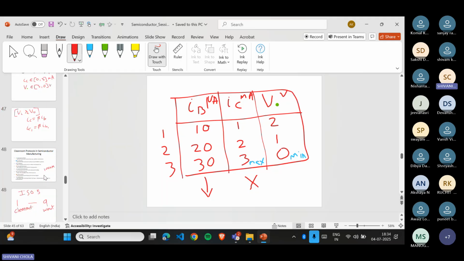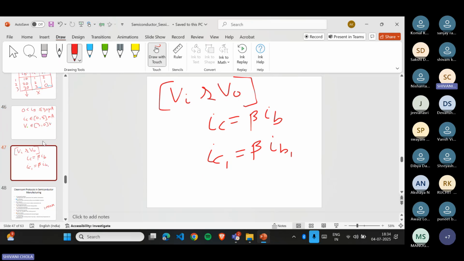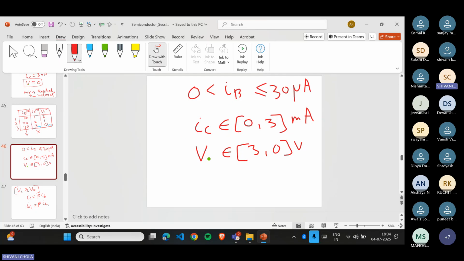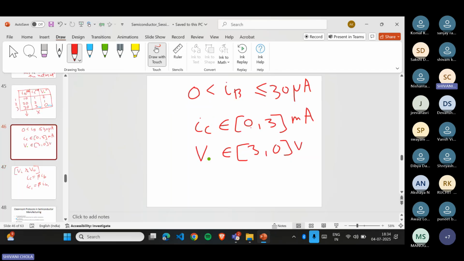Okay, so I'll continue the discussion. I can write this equation as IC1 equals beta times IB1, right? Because the value of IB can take from 0 to 30 microampere. So I can write this equation. IB will always be in between this value, for our example.